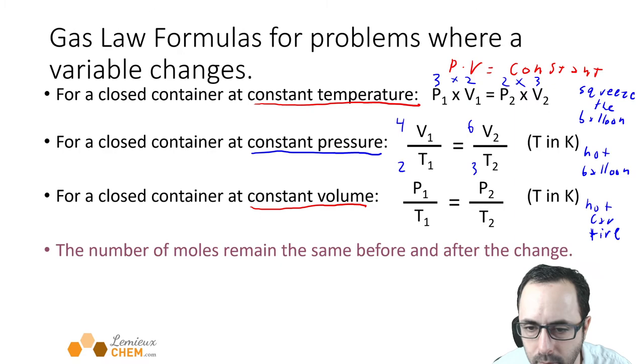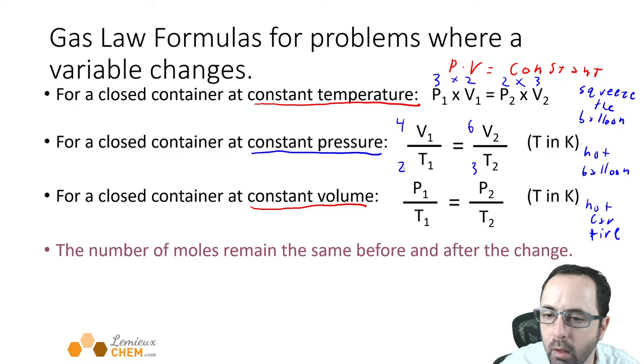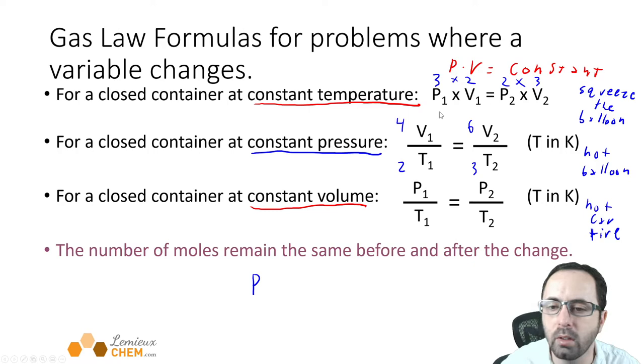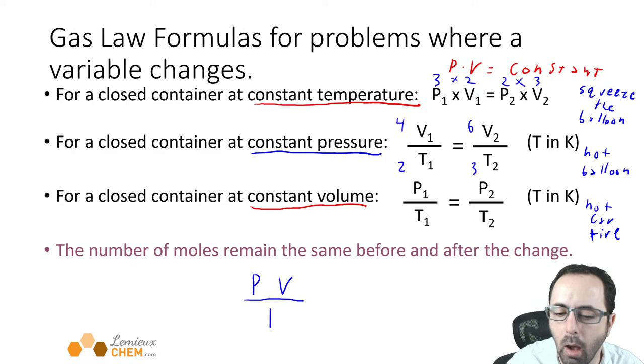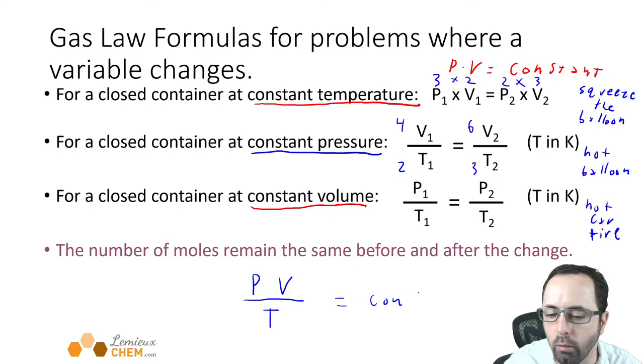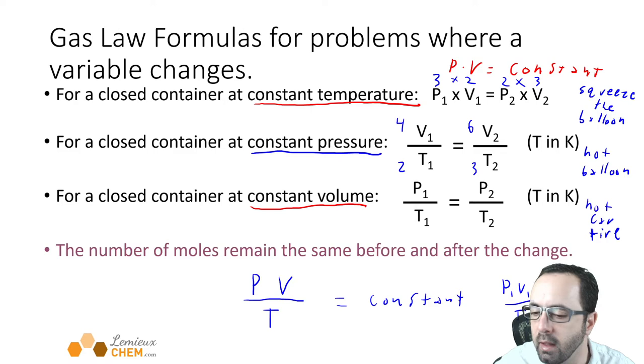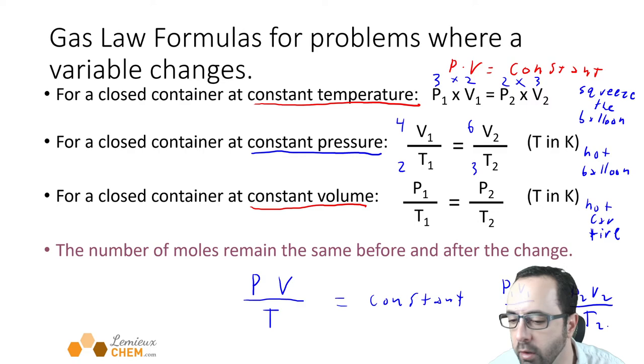So if we look at these all, I'm going to derive this for you. Notice that in all of these, the pressure is on the top of the fraction here, pressure on the top of the fraction. Also on top is the volume. And then on the bottom, in both of these bottom equations, is the temperature. So if you combine all these equations into one, you get pressure times volume over temperature is constant. Another way of writing this is P1 V1 over T1 equals P2 V2 over T2. And this is going to be referred to as the combined gas law.